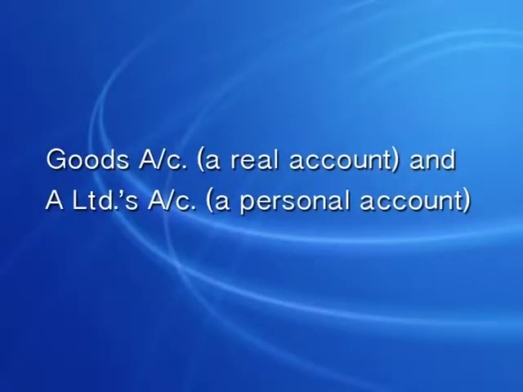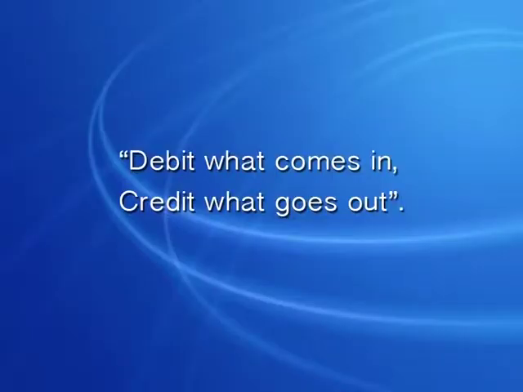So, the two accounts involved in this transaction are goods account, that is a real account, and A Limited's account, that is a personal account. Goods account being a real account is governed by the rule debit what comes in and credit what goes out. As the firm is purchasing goods from A Limited, goods are coming in to the business. So, first part of the rule, that is debit what comes in, is applicable.